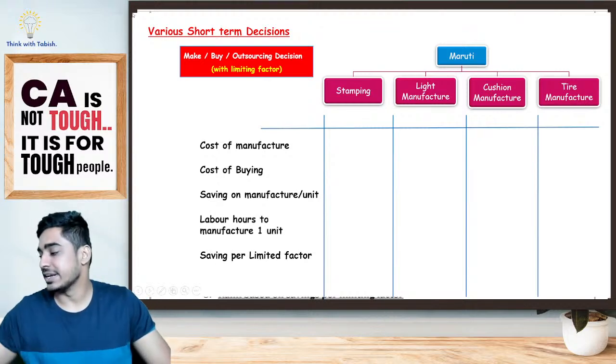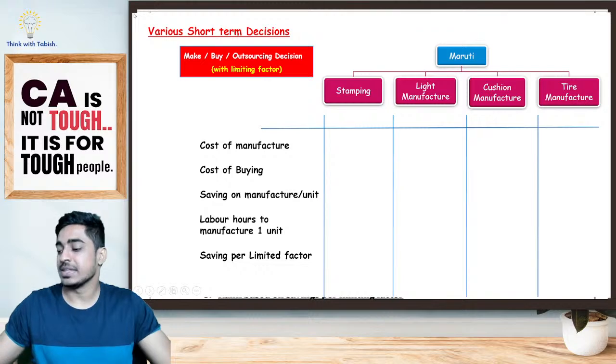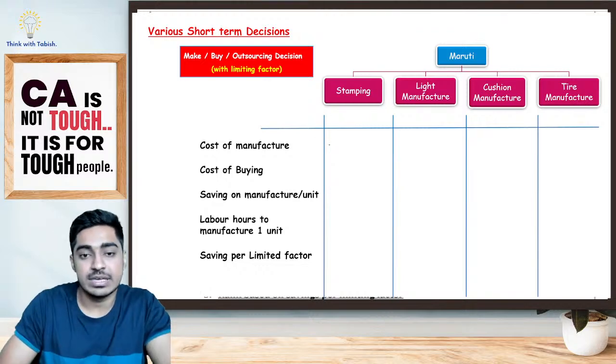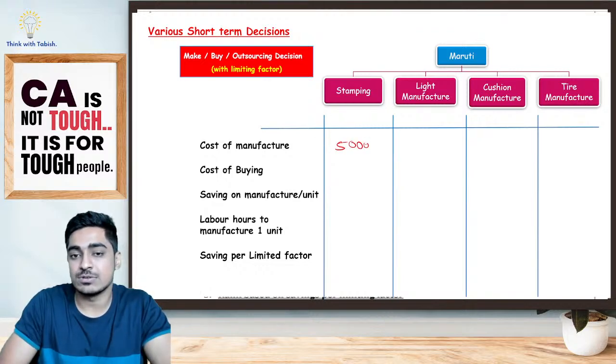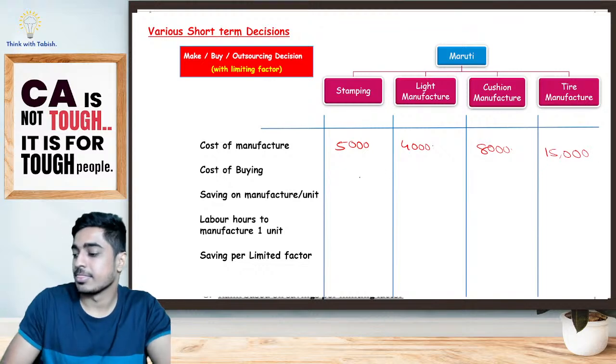Okay, we'll give you the data. Look at this. Let us write down the data. To manufacture in-house, here it is 5,000, here it is 4,000, here it is 8,000, here it is 15,000. If we are buying, it is 10,000, 6,000, 12,000, 13,000.